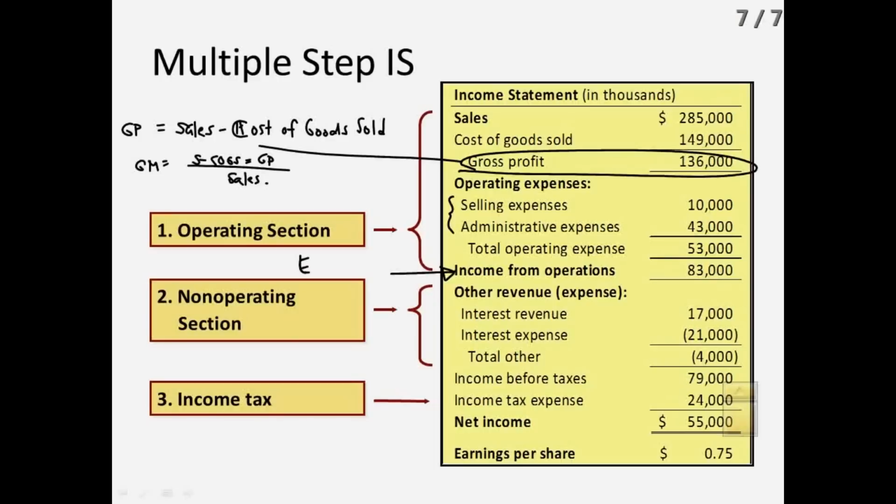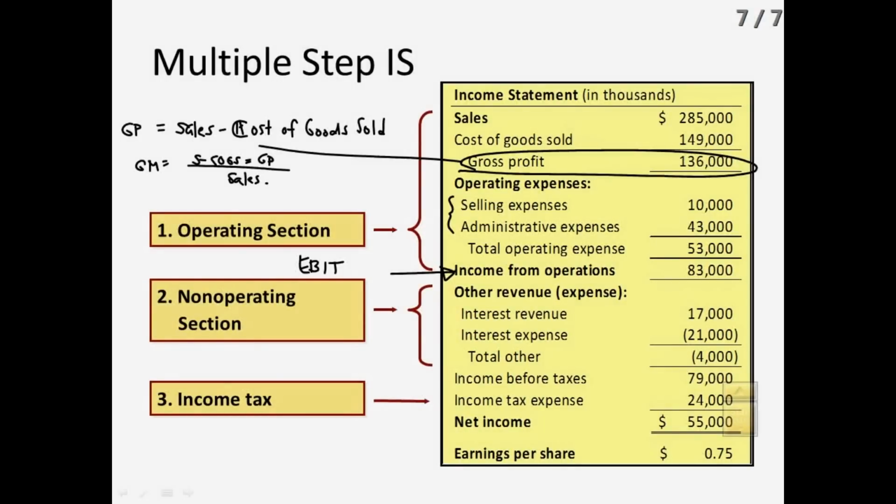So in this case, this is also sometimes called earnings before interest and taxes, or EBIT. Okay, it's not a very elegant sounding title, but if you want to know what this stands for, it stands for earnings before interest and taxes. Now, in this particular case, there are no other revenues and expenses, gains and losses other than interest and taxes. So income from operations is the same as EBIT.